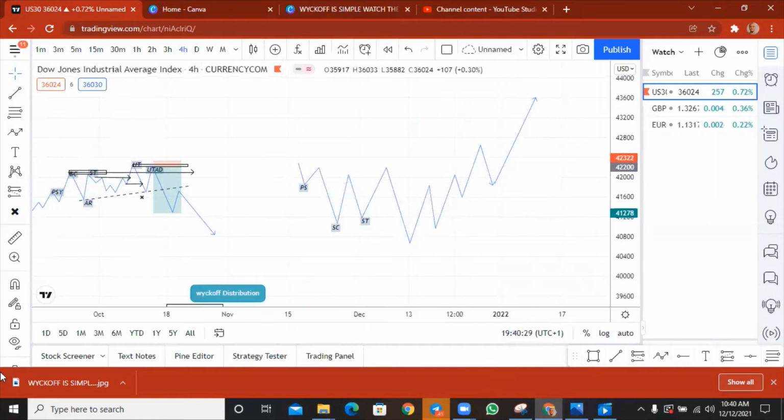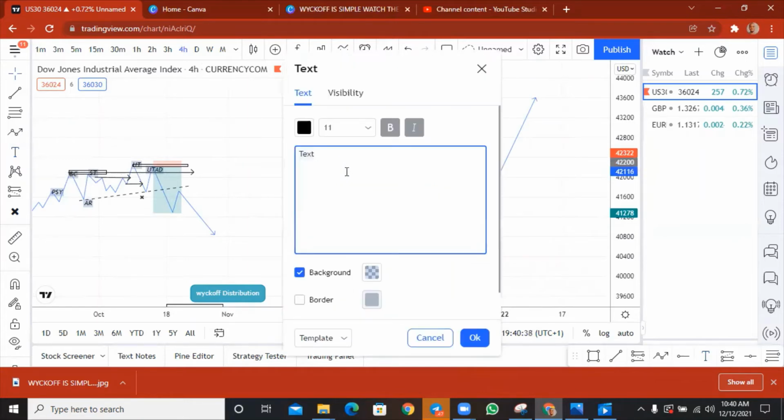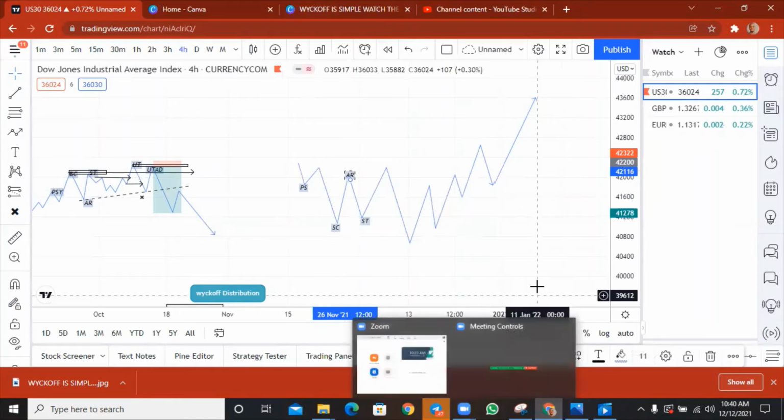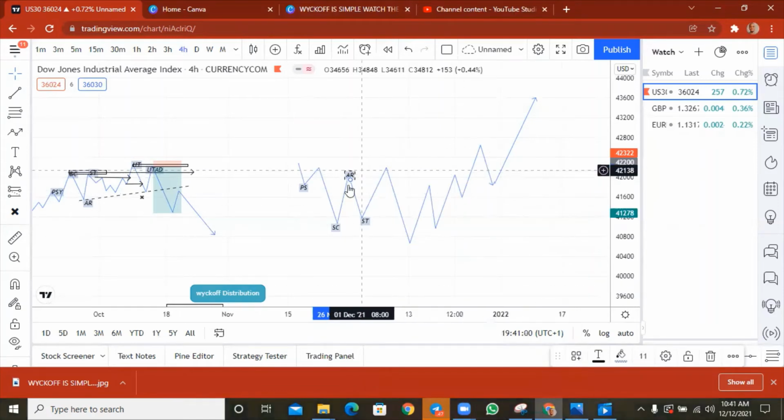Then what do we have next? Right here we have the automatic rally. Not automatic reaction this time. We have the automatic rally. Remember, it's an up move, to the upside.